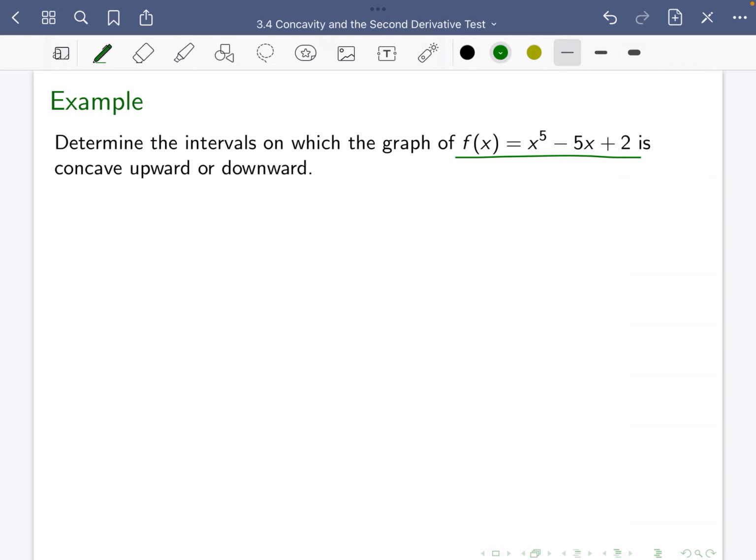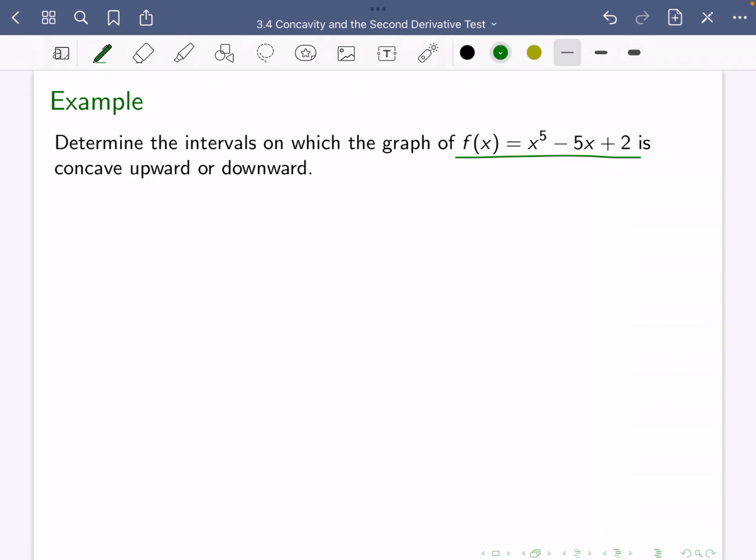So to determine those intervals of concavity, we need to first identify, are there any places where our function is undefined, anything that's not in the domain of this function? And this is a polynomial, so it's defined everywhere, so there's none of those places.